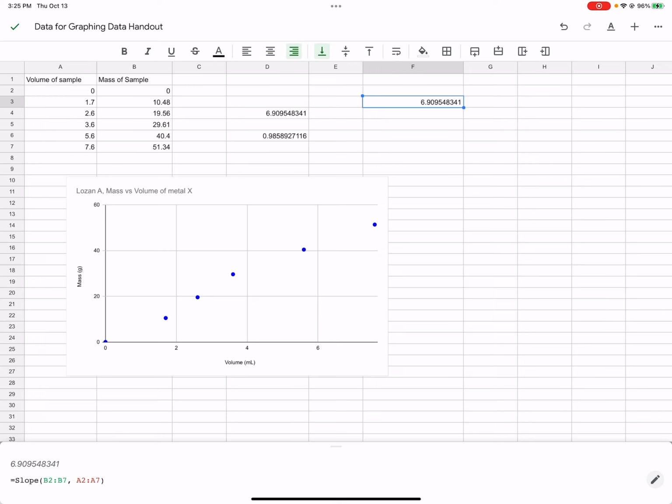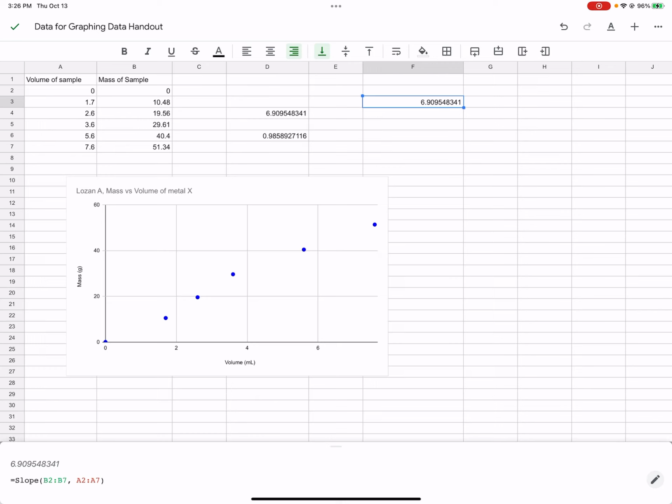And I look over and my volumes were only two significant figures. I would have found this by dividing, so I can only have two significant figures. So I can report that my slope, which means my density, is 6.9, and I have to look at what the units would be, grams per milliliter.